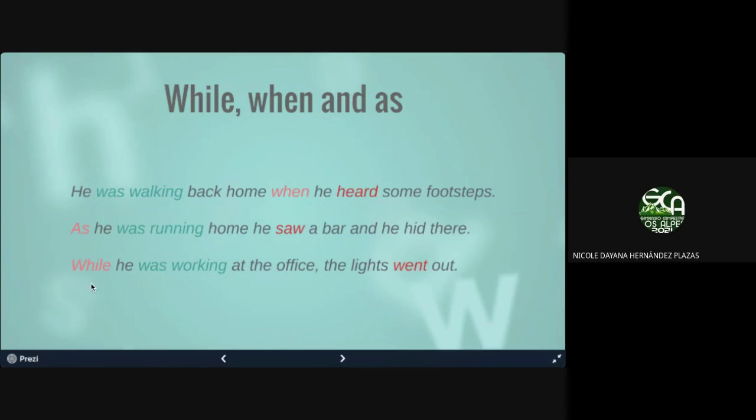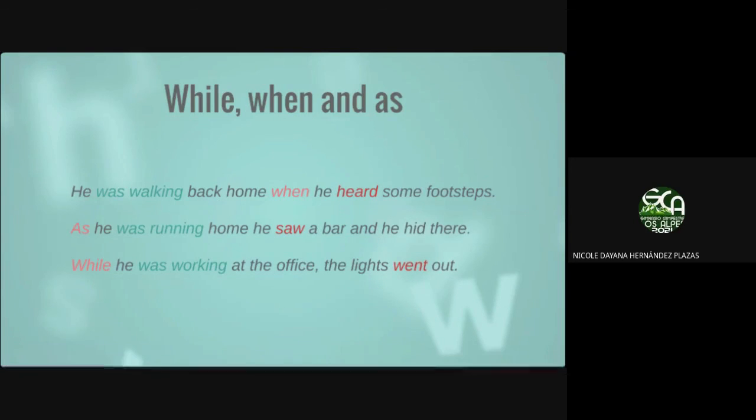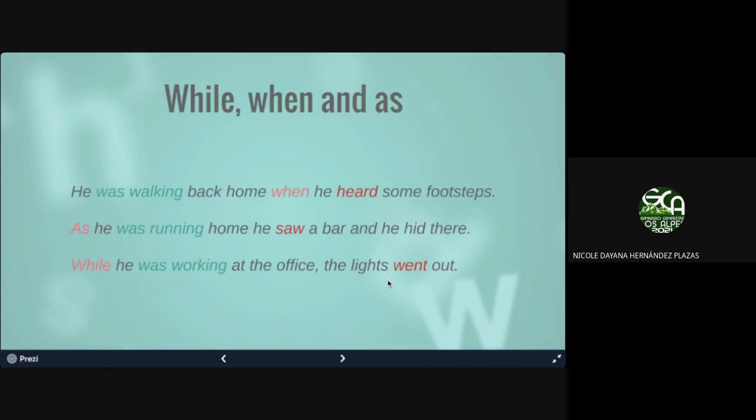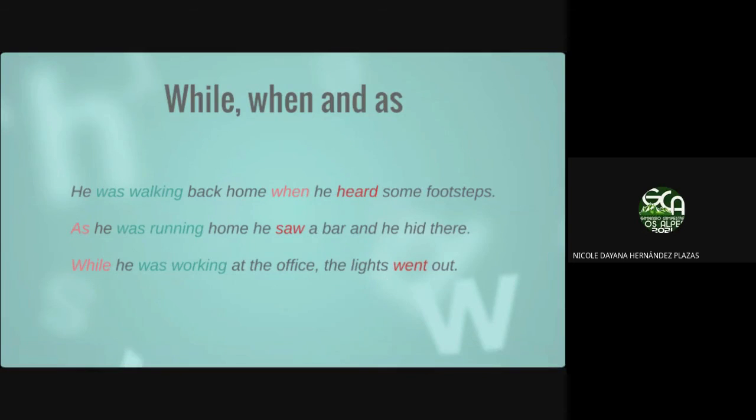If the while is at the beginning, you have to divide the action that is interrupted with a comma. If it is in the middle, the action that interrupts goes at the beginning. Miren, si el while está en la mitad, acuérdense, la acción que interrumpe es la que inicia. The lights went out while he was working at the office, or while he was working at the office, comma, the lights went out. Questions up to this point, babies? Questions about the use of while, when, and as?